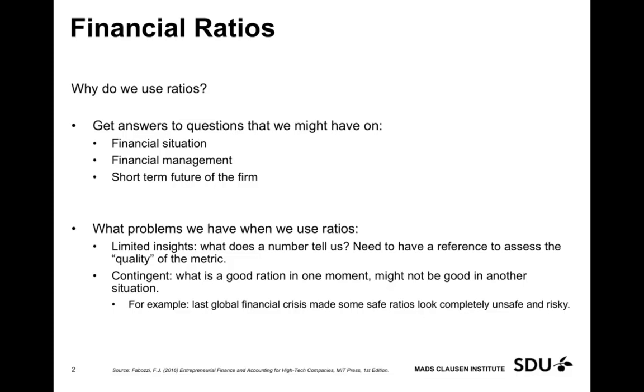the near future. There are a couple of problems that we need to deal with: we have limited insights, so a ratio is usually a number, and also they are contingent. So a ratio that might look good at some moment in time, maybe at another moment the situation has changed in the company or even in the country, and now that ratio is not that good anymore. This has happened, for example, in the last global financial crisis, where the debt levels at some point were tolerable, and then during the crisis were seen as highly risky.